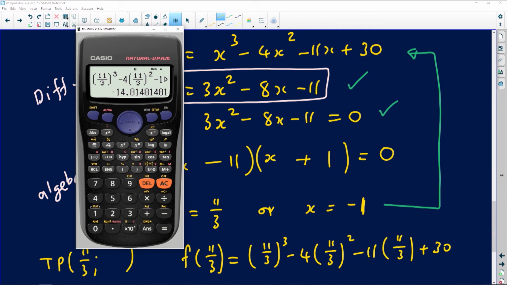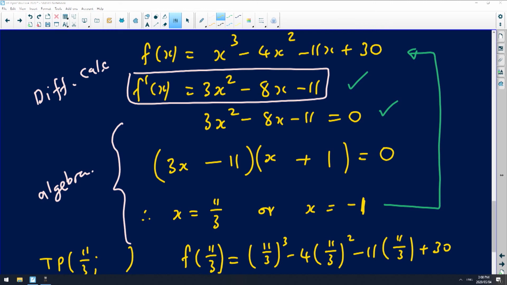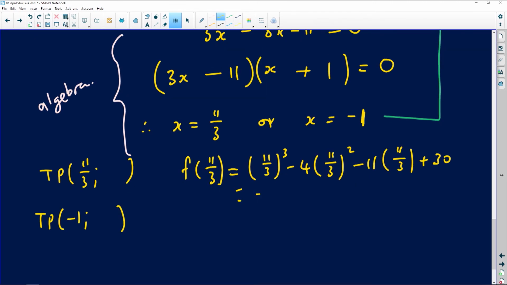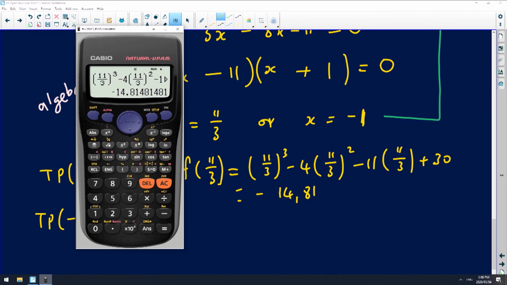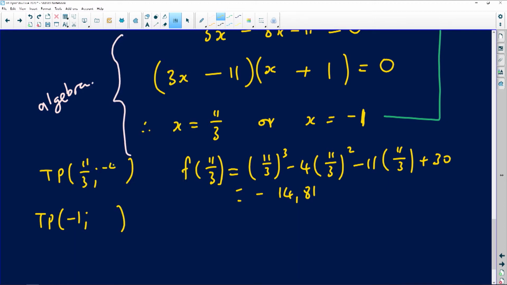So minus 14.81 to two decimal places. So I'm going to write it as minus 14.81. If you want to keep the whole number, you can still write it in fraction form, minus 400 over 27. Minus 400 over 27 is the corresponding y value.